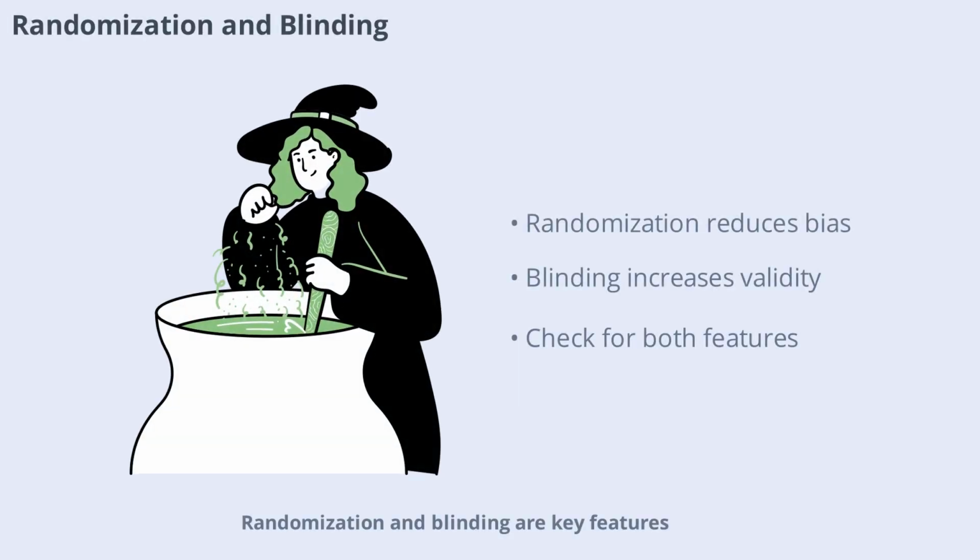Randomization and blinding are key features that reduce bias in biomedical studies. Randomization ensures that participants are assigned to groups by chance, minimizing selection bias. Blinding means that participants and sometimes researchers do not know which group received the intervention, reducing the risk of conscious or unconscious influence on the results. When analyzing conclusions, always look for these features and consider how their presence or absence might affect the study's validity.